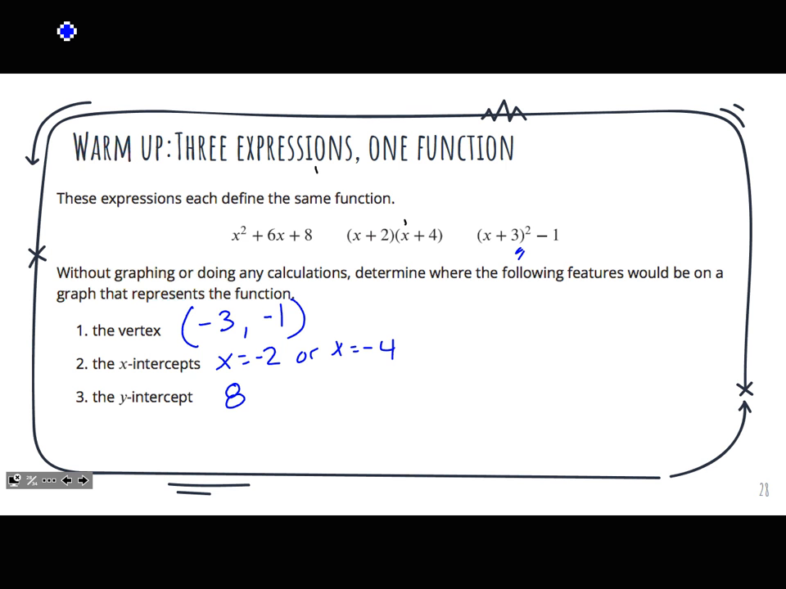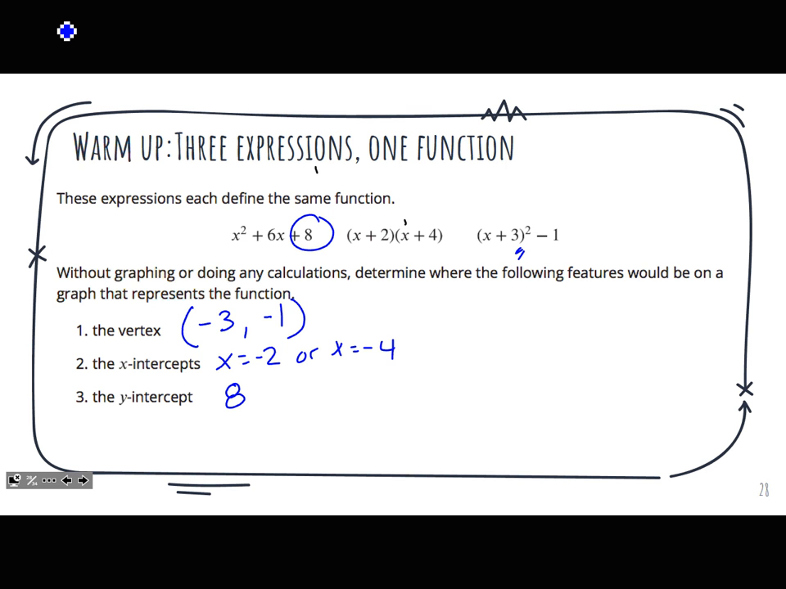Standard form does the best at that because the 8 is just given to you right at the end of the equation. Now, could you get that from factored form by doing 2 times 4? Yes, but that doesn't always work when you have numbers in front of the x's. So we do have to keep that in mind. When you have vertex form, again, we can think about it that way. 3 squared is 9, 9 minus 1 is 8. And so we do get that as well.